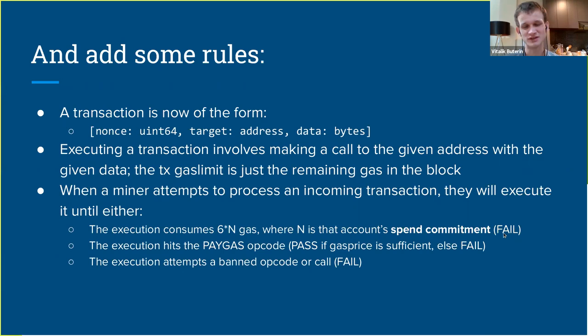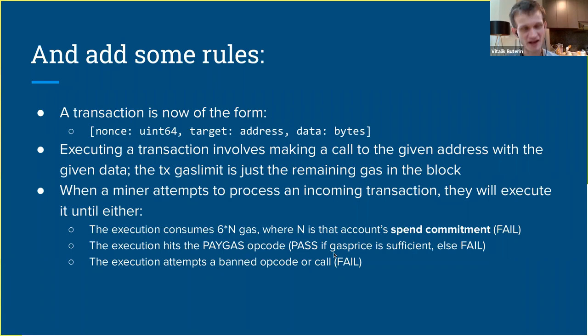Basically, if the execution consumes too much gas, then at some point the miner gives up, and this is a fail. If the execution hits a banned opcode or a banned call, I'll talk about what those are, that's a fail. If the execution hits the pay gas opcode, which I'll also talk about, then you check what the gas price sum that the pay gas opcode declared is. If it's not sufficient, fail, and if it is sufficient, then pass.